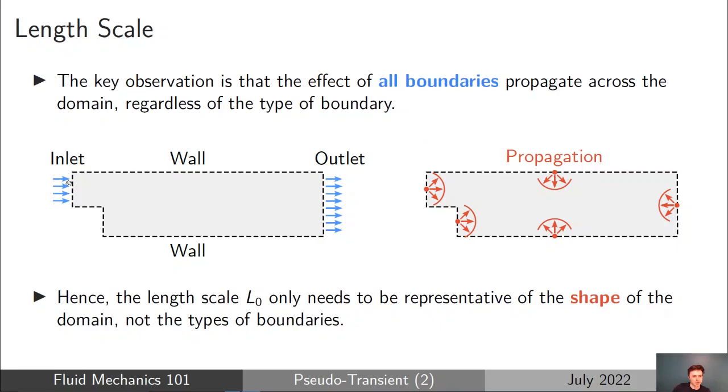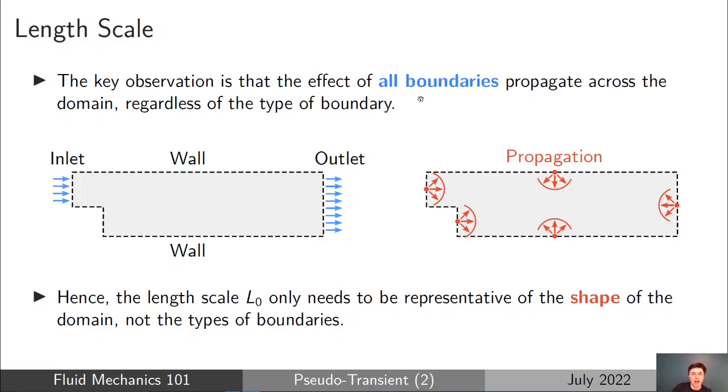And so now if we think back to our CFD domain, we're thinking about the overall shape, we're not thinking about the mesh that's inside it. Actually, for specifying the characteristic length, we don't care what the type of boundary is. We don't care if it's an inlet, a wall, an outlet, a symmetry plane, the effect of all of those boundaries in a steady state solver are going to propagate into the domain. And so that means that the characteristic length scale L0 only needs to be representative of the shape of the domain and not the types of boundaries.